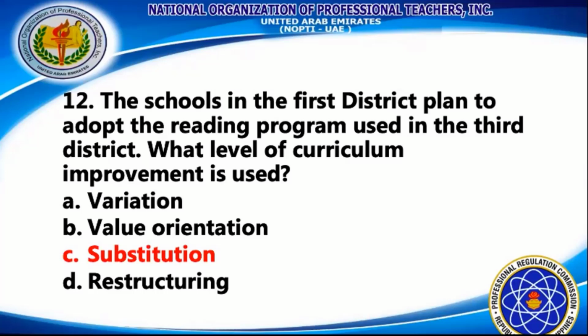Okay? Pag value orientation, shifting from instruction to computer assisted instruction. Yung kumbaga, yung from basic to advanced, parang ganon. Ang restructuring naman, restructure, yung may team na gagawa. They organize teams for teacher and specialist, and then papalitan nila yung curriculum. So, letter C, substitution. Sa substitute lang. Okay? I-adapt, kumbaga. Hindi naman siya totally na papalitan. Okay? That's the level of curriculum improvement.